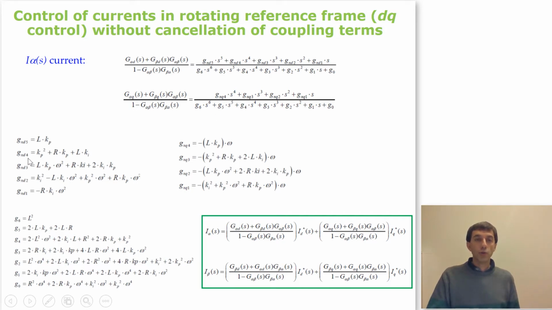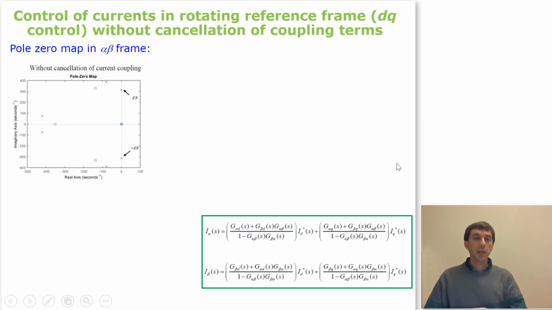And here we have the numerator for this first term. And here we have the other numerator, the zeros, for these other terms. Something very similar, but not 100% equivalent with the previous control, when we did the cancellation of the coupling terms.